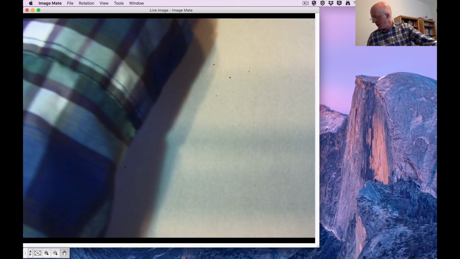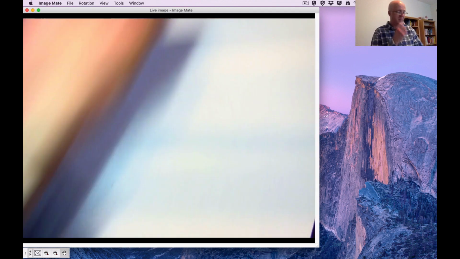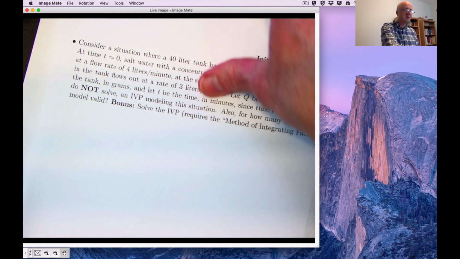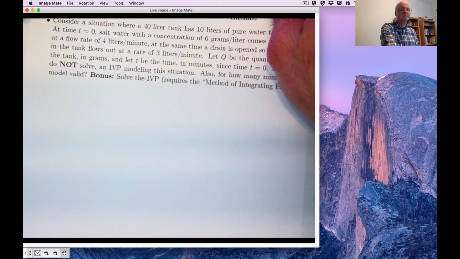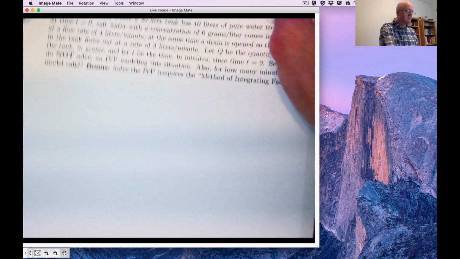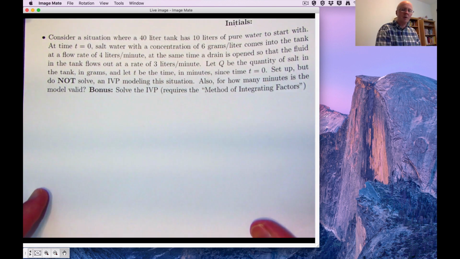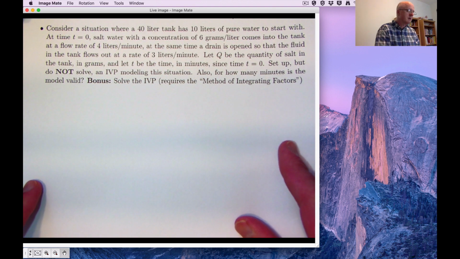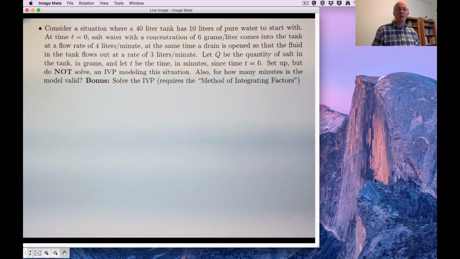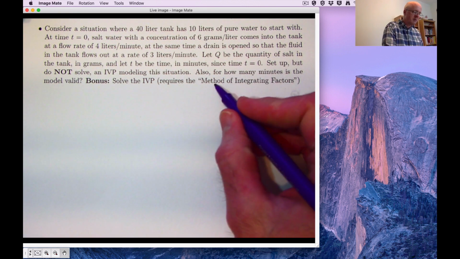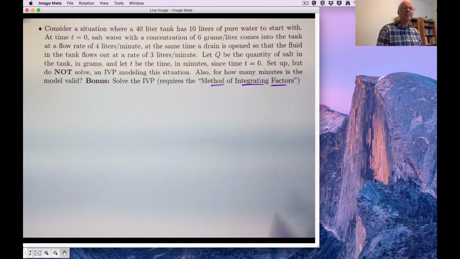All right, one more problem. Once again, it's got a bonus part to it. Calc 2 students, you don't need to be able to do the bonus, though I think it's still worth learning about. Differential equation students, you should learn how to do the bonus. It's a method that if you're in calculus, you wouldn't have heard of before. It's called the method of integrating factors to solve the IVP here.